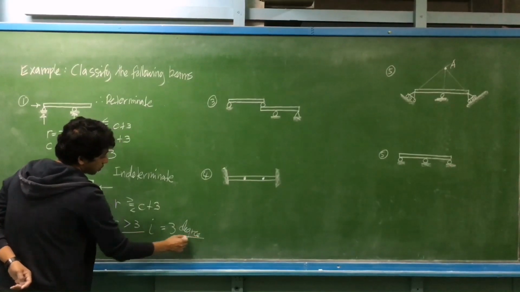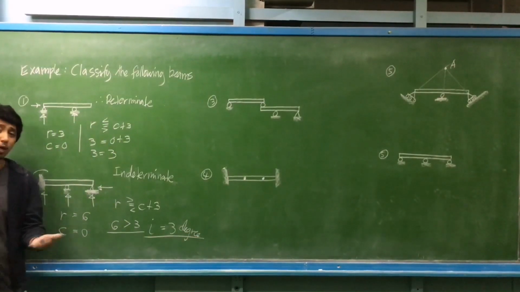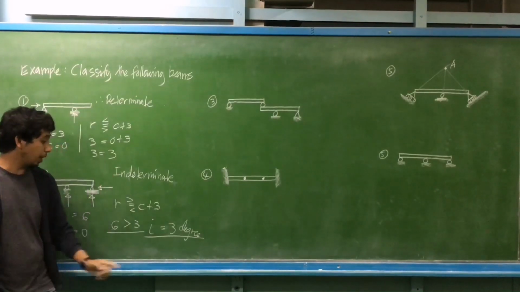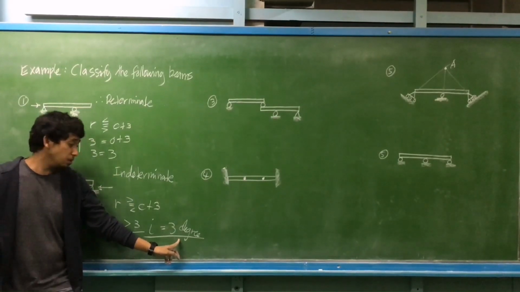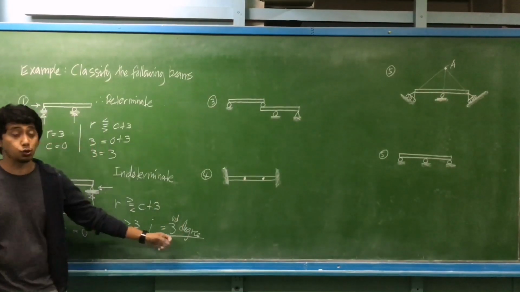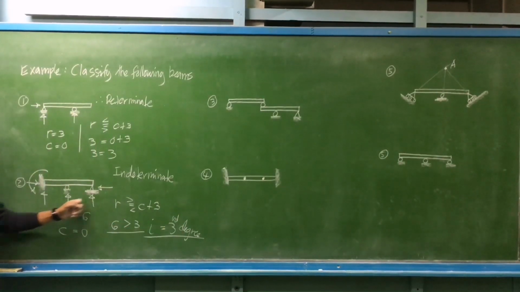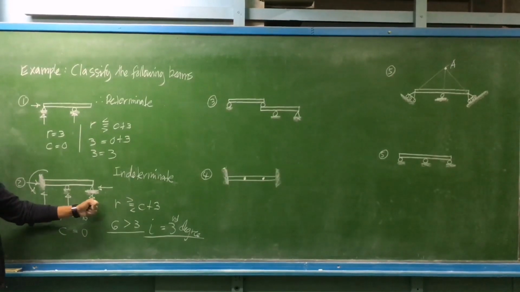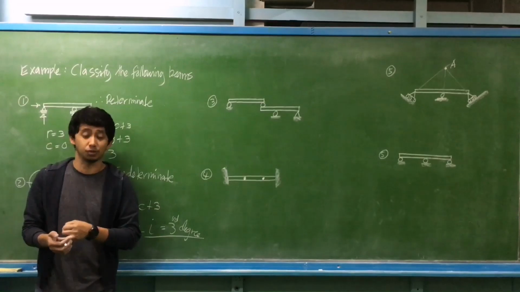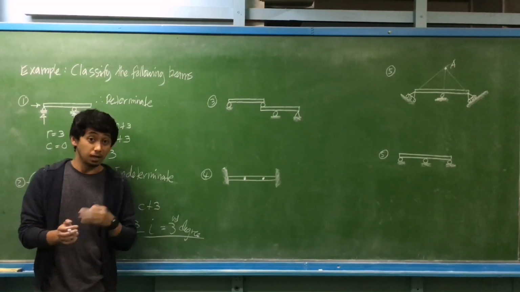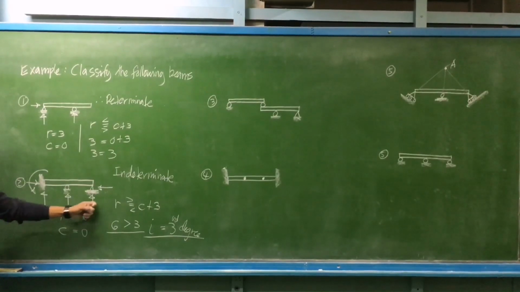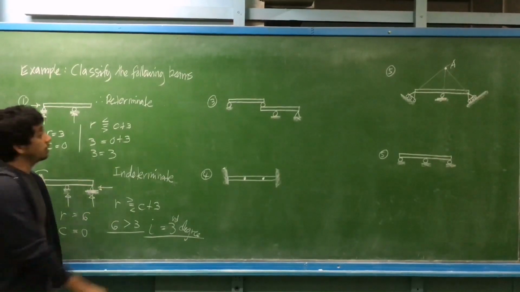Which means, if you are to recall the three equations of equilibrium, we have only three equations. We are lacking three equations to solve for these reactions or these unknown forces. So the summation of forces vertical, summation of moment, and summation of forces horizontal, those three equations will not be enough to compute for those unknowns. Okay, then next one.